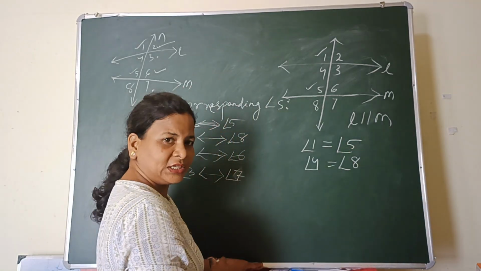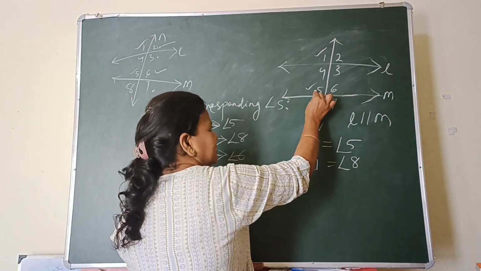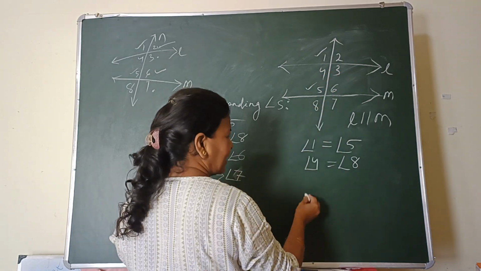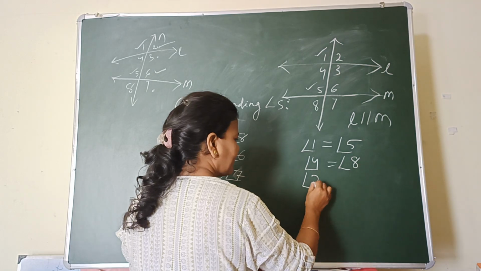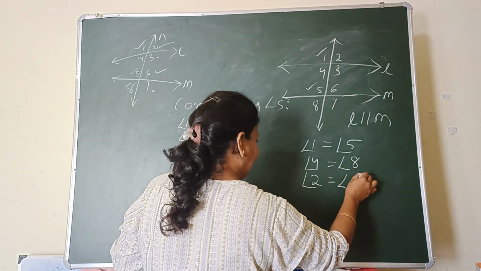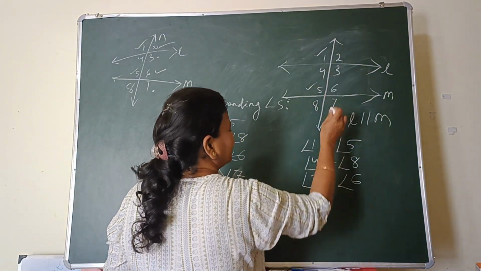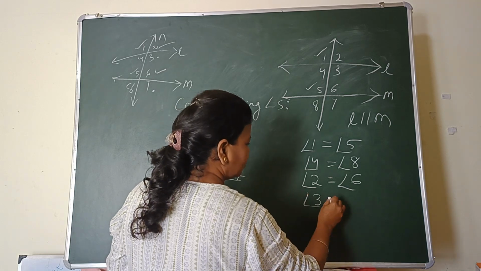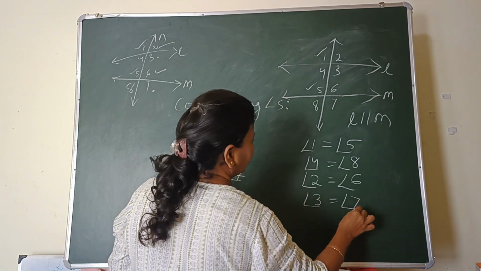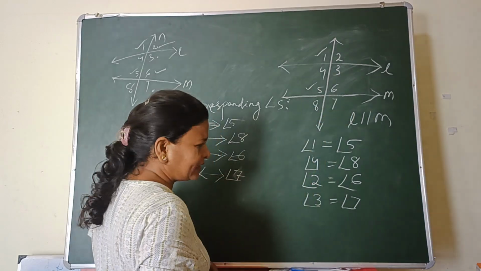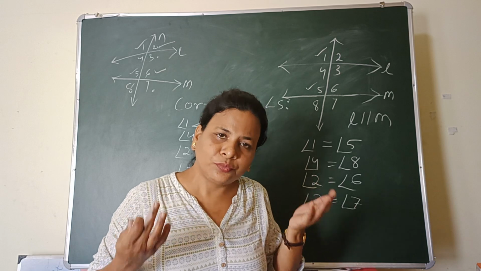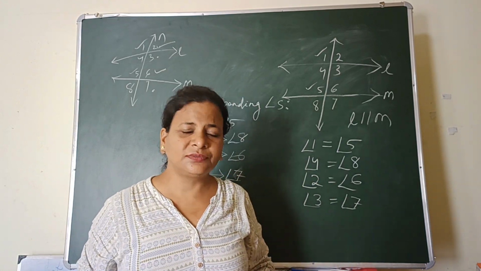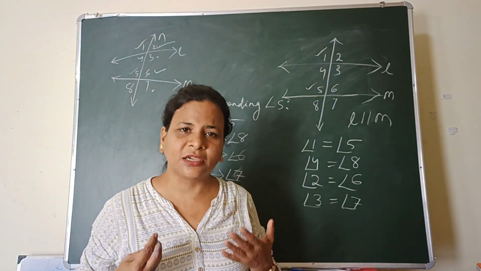corresponding angles are equal. So angle 1 equals angle 5, angle 4 equals angle 8. Right side, angle 2 equals angle 6, angle 3 equals angle 7. So we got to know one thing, that when two parallel lines are cut by a transversal, the corresponding angles become equal.